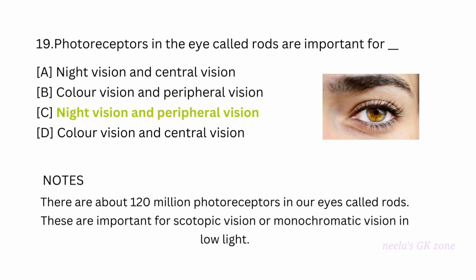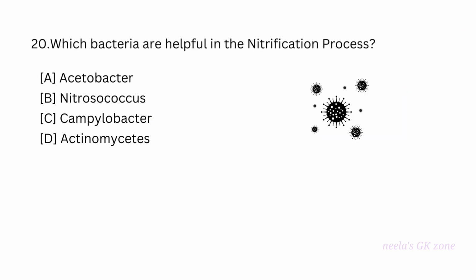There are about 120 million photoreceptors in our eyes called rods. These are important for scotopic vision or monochromatic vision in low light.